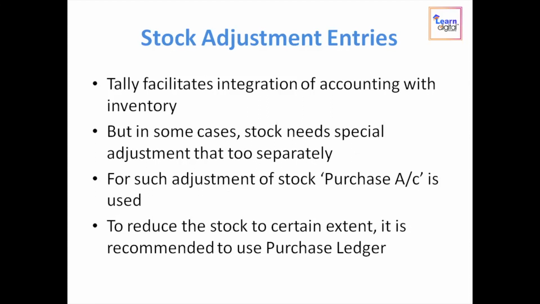Whenever we purchase the stock, we use the purchase ledger. Whenever we sell the goods, we use the sales ledger. But there are a few new things or adjustment entries which need purchase ledgers to be used though stock gets reduced. So to reduce the stock to a certain extent, it is recommended to use the purchase ledger. For reducing the quantity of the stock, we generally use the sales ledger.